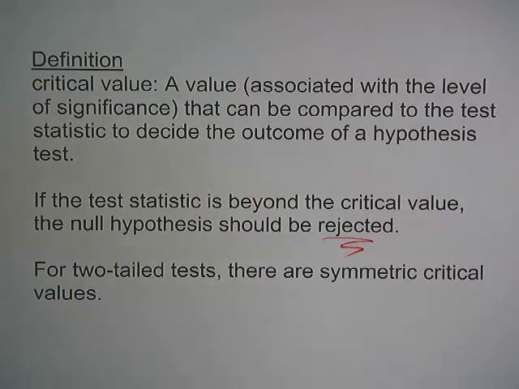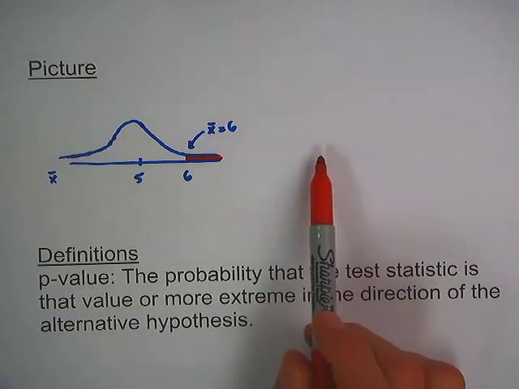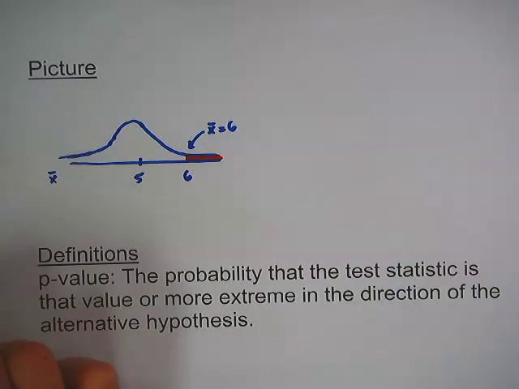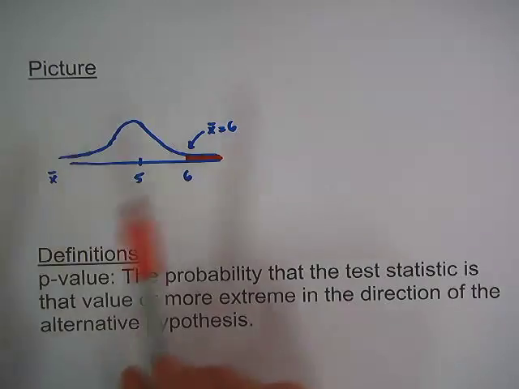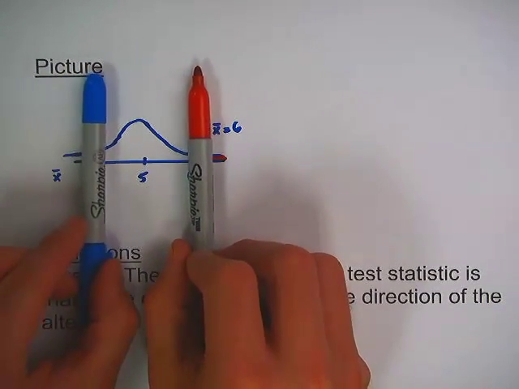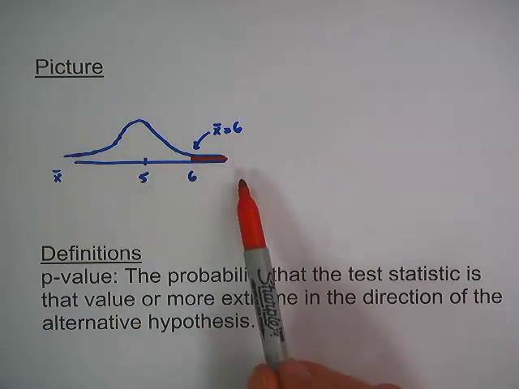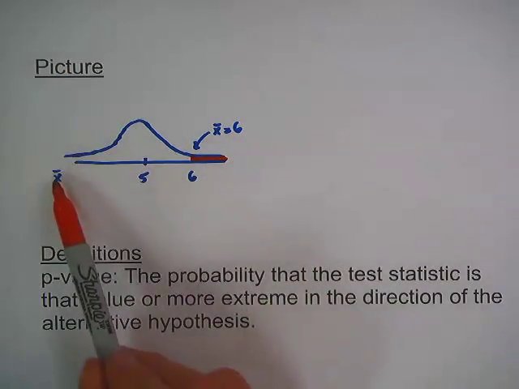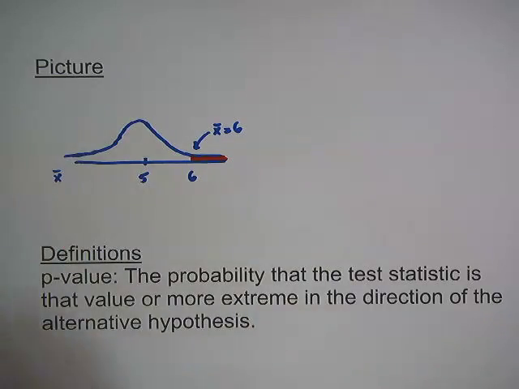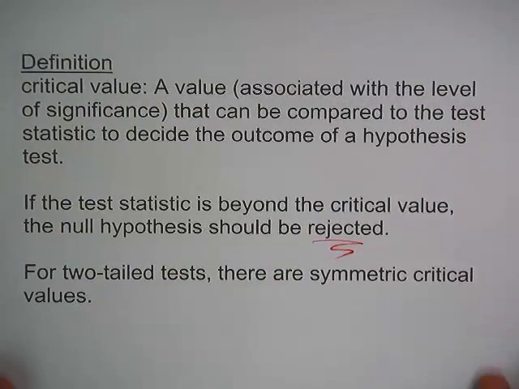For two-tailed tests, there are symmetric critical values. If we're talking about a two-tailed test, we'd want to know, is it extreme on the upper end of the distribution or extreme on the lower end of the distribution? So we're going to have symmetric critical values, a critical value on both sides. Let's say my critical value was at +2, then I'd have another critical value down at -2. Again, for two-tailed tests, there are symmetric critical values.